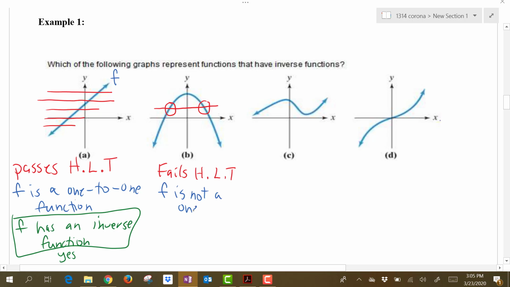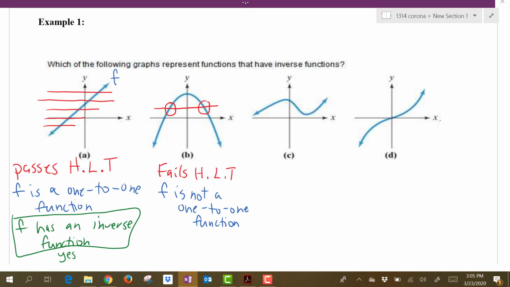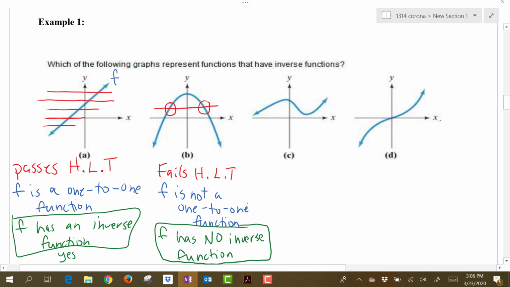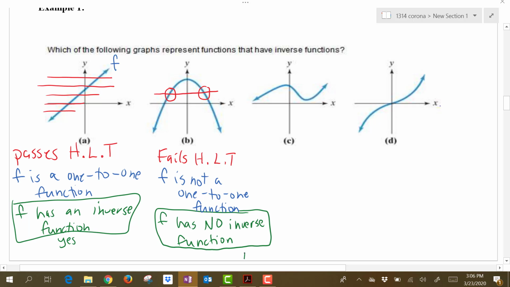So if our graph that we see fails the horizontal line test, that means that f is not a one-to-one function. And if f is not a one-to-one function and fails the horizontal line test, then f has no inverse function. And that was our question. Does f have an inverse function? And so now we have an answer for that. Our answer then would be no.